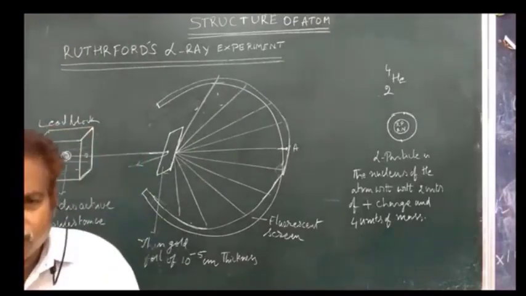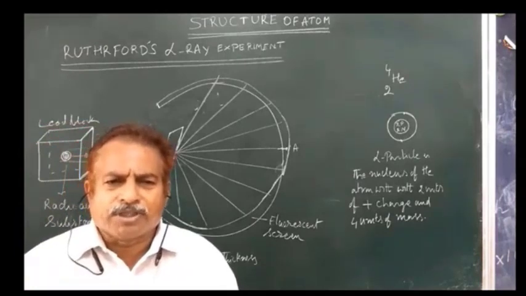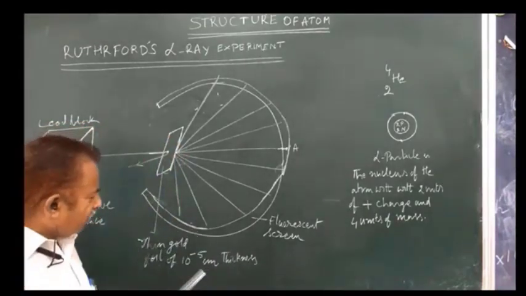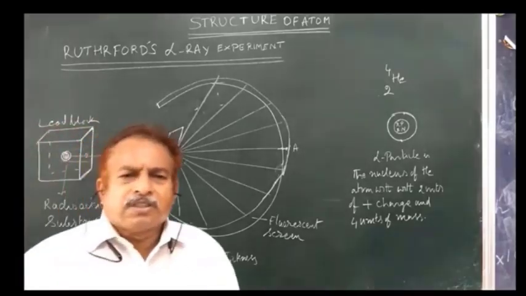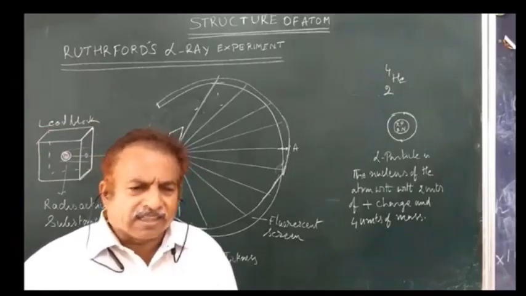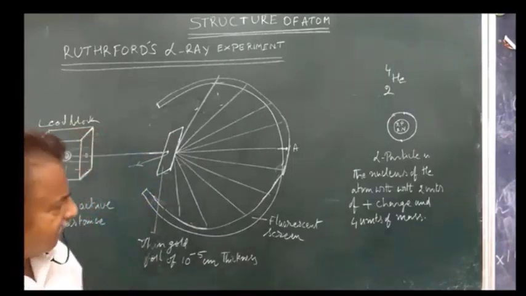Why is only gold used? Gold is highly malleable. It can be drawn into very thin sheets. A thickness of 10 to the power minus 5 centimeters is believed to have 1000 layers of atoms in such a thin sheet. Not only that, gold is highly inert.